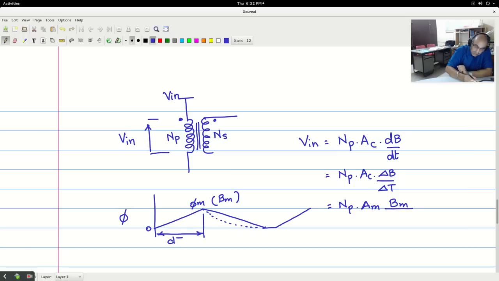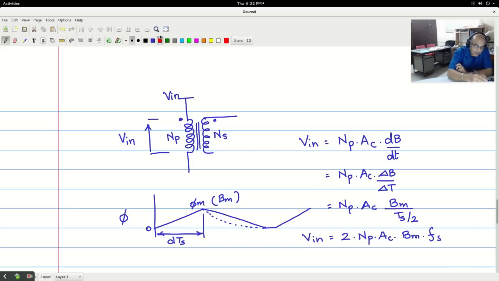this is dTs. And in the case of the forward converter, we know that the on time cannot go beyond 50% of the total period. So D is 0.5 max. Therefore, let us say worst case, this can be Ts by 2. So V in is equal to 2 times NP AC Bm Fs. Sorry, correct this to AC.